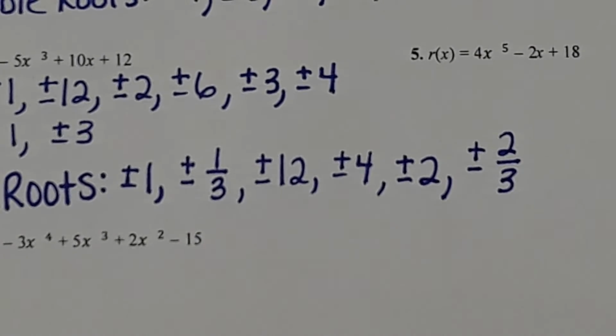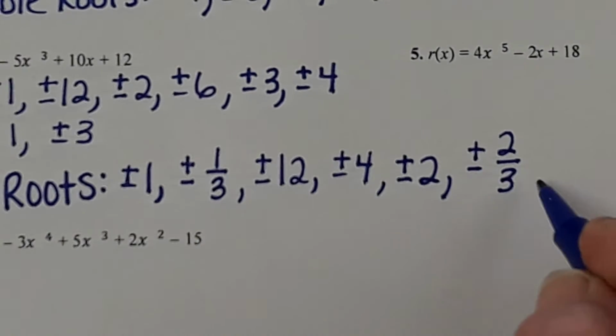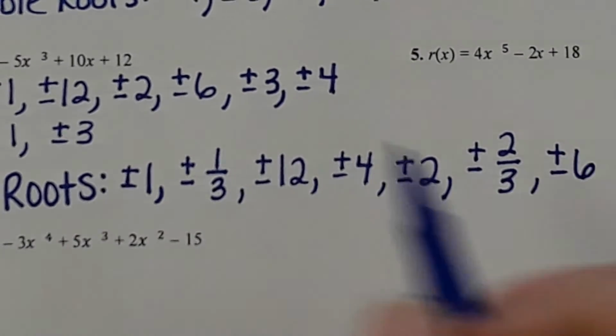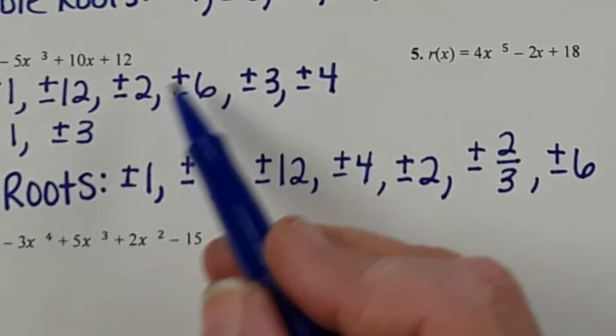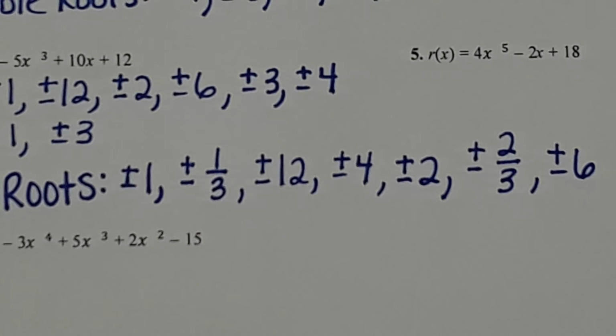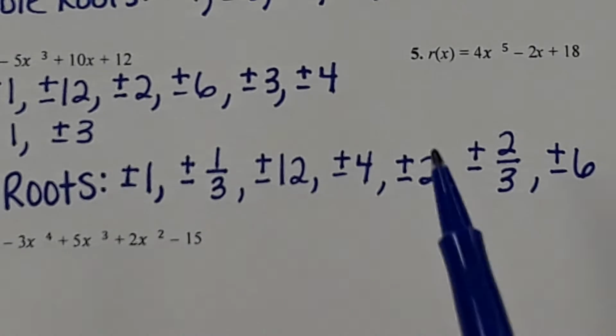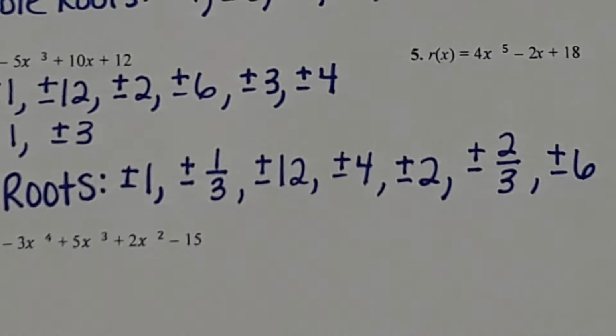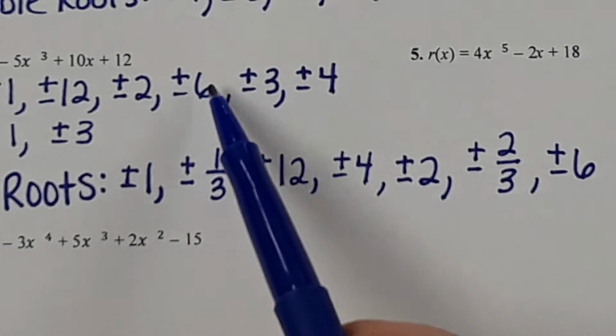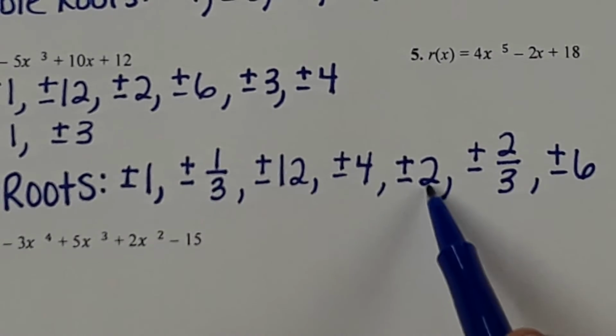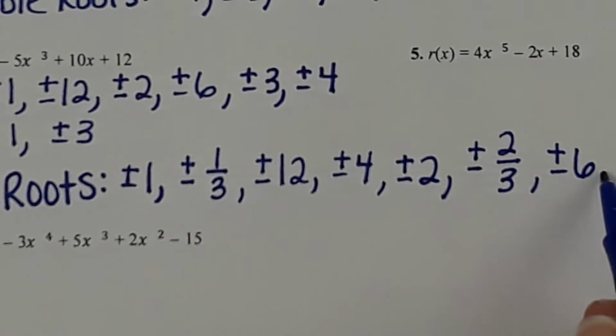Okay, now we're going to move on. 6 over 1 is 6. 6 over 3 is going to be, what is 6 divided by 3, you guys? It's 2. I already wrote a 2, so I don't need to write it again. Let's go over that again. 6 divided by 3 is 2. I don't need to write it again.